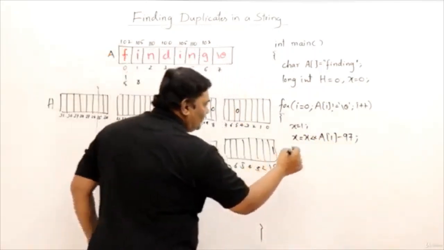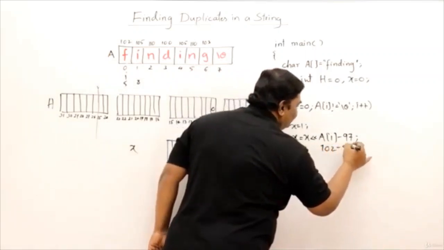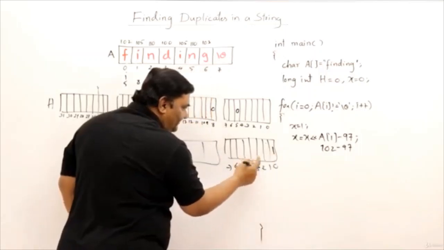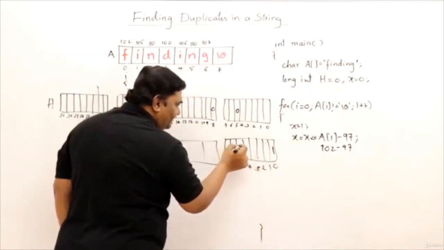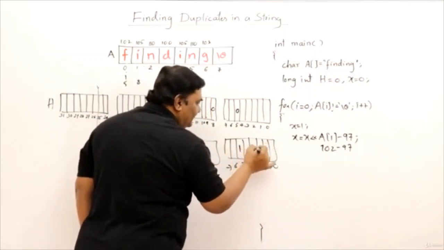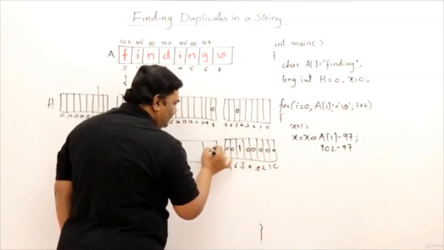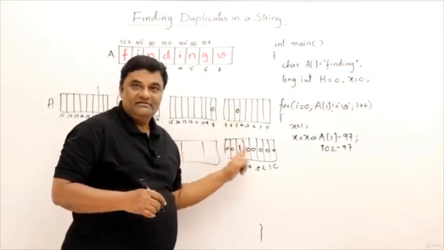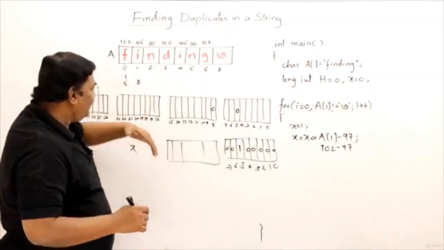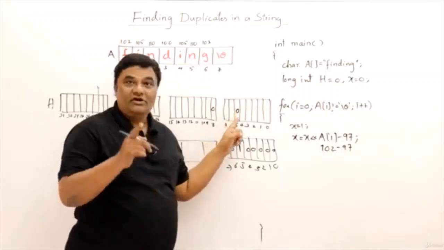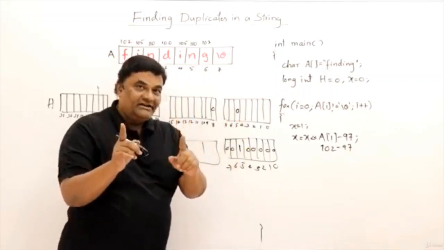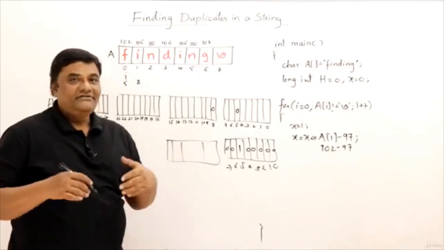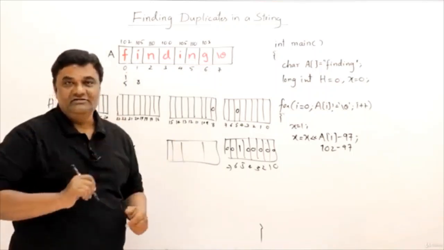Right now f is 102, so 102 minus 97 is 5. So it will shift this value 1 by 5 places: 1, 2, 3, 4, 5. So 1 comes here and all the others are zeros. So I got 1 here. Now check inside h whether that bit is on or not. If it is already on, it means it's a duplicate letter, it's already there. If it is off, set it on.